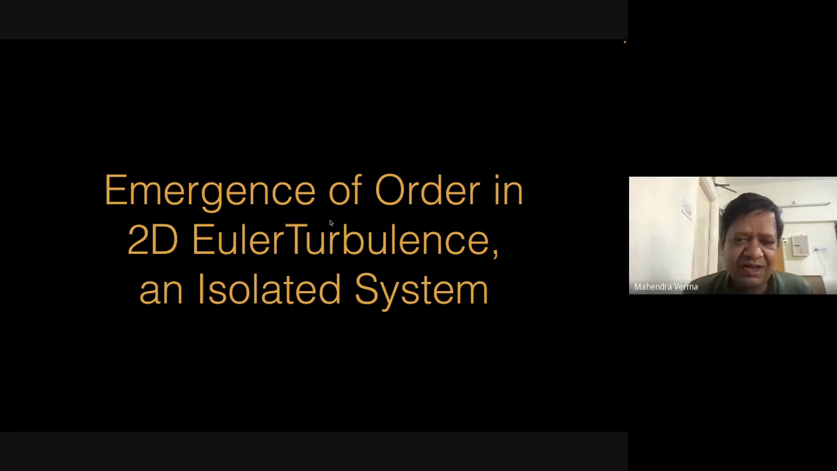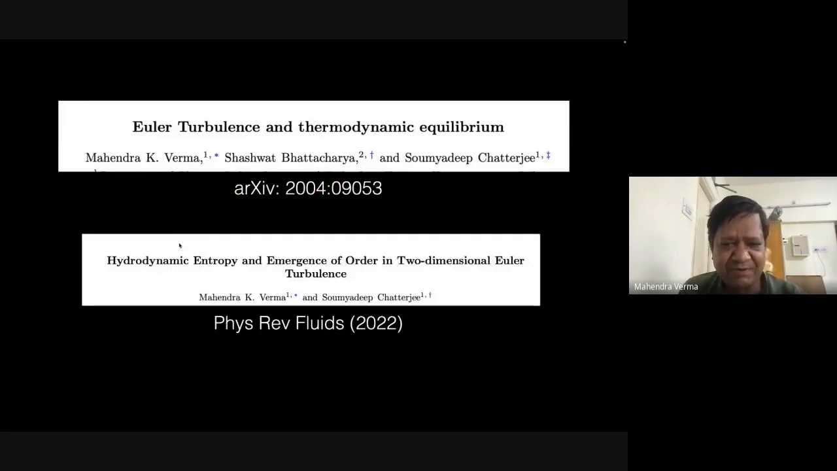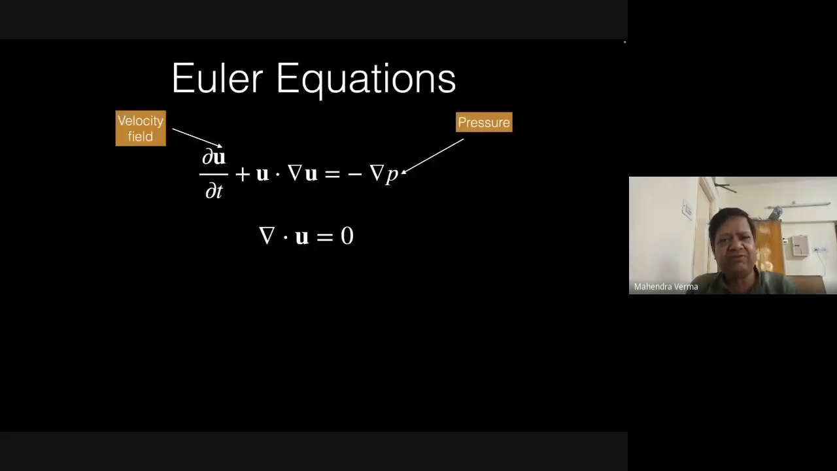I'm going to describe the Euler equation in a minute. It turns out 3D Euler turbulence obeys that law or conjecture, but 2D Euler turbulence does not. That is my next description, and it's interesting, which we discovered last year. This is the paper which was published, where we describe what I'm going to present in the next 10 or 15 minutes. This is another paper which you may refer to. Now, the Euler equation.